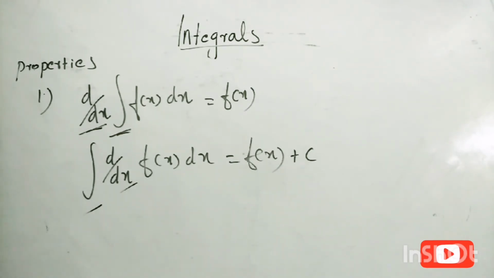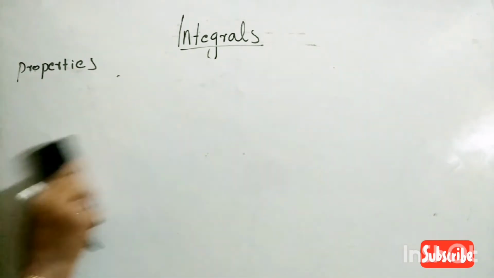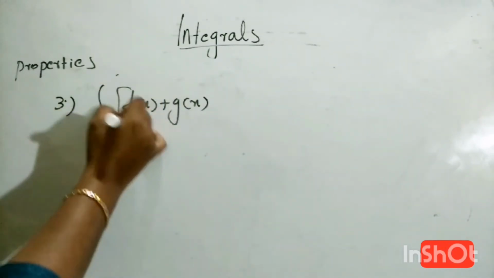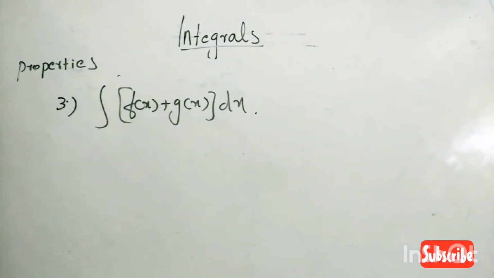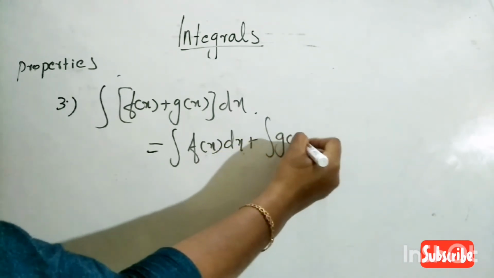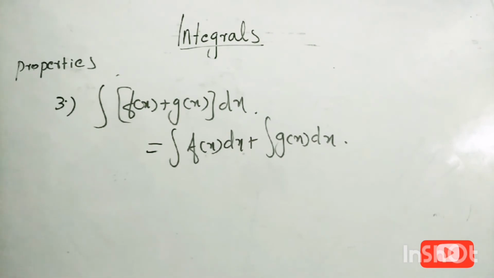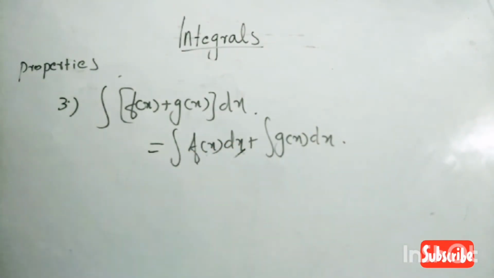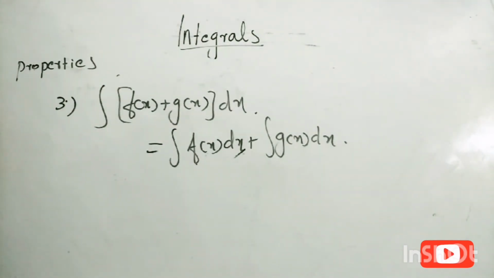Now the second property: two indefinite integrals with the same derivative lead to the same family of curves, and so they are equivalent. Third property, if you have a sum of functions, integral of f of x plus g of x into dx, we can write it as integral f of x dx plus integral g of x dx. In the first, the integrand is f of x and the variable of integration is x. In the second, the integrand is g of x and the variable of integration is x itself.